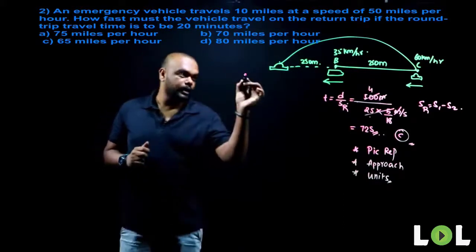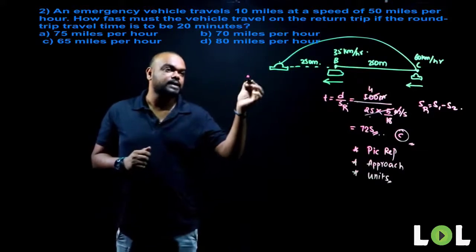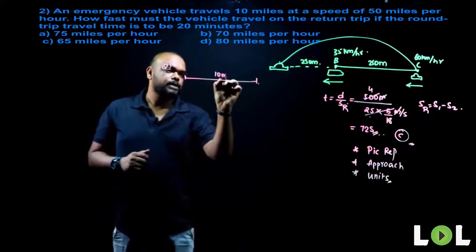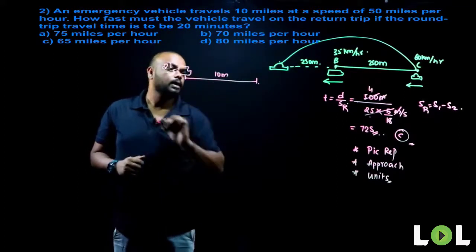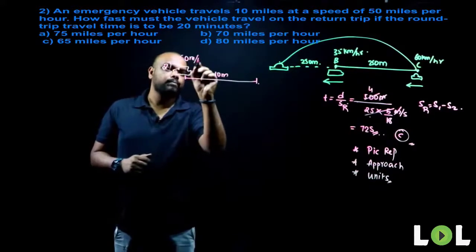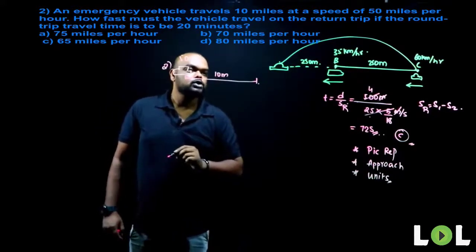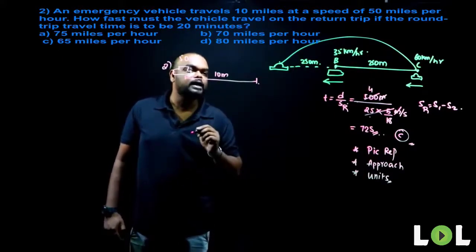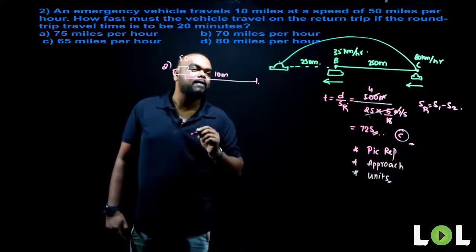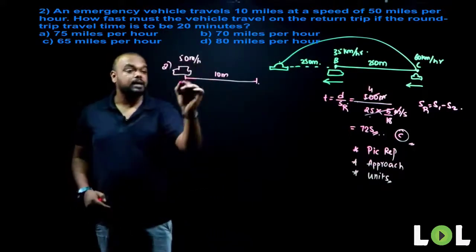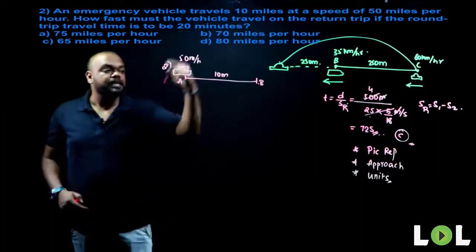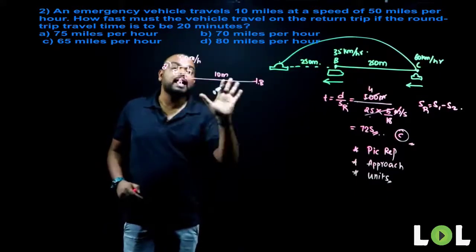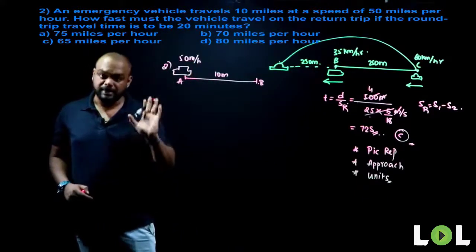Let me represent it. What is it telling? An emergency vehicle travels 10 miles. So 10 miles is there totally. Here is the vehicle, traveling at 50 miles per hour. Round trip means, let us say two points A and B, going A to B and again coming back B to A. So both together should happen in how many minutes? 20 minutes. That is the question.